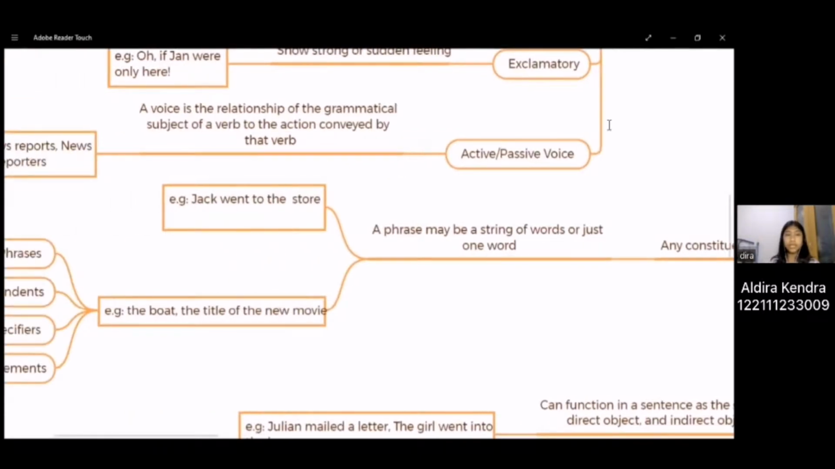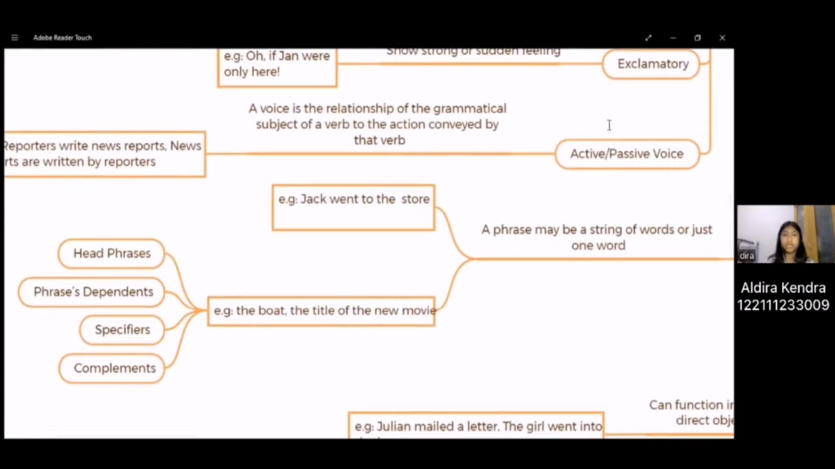For example, in this sentence, there are several phrases. Jack went to the store. Jack is a phrase, and so are went to the store, and the store. It is notable that not only can a phrase be one word or a string of words, but that one phrase also can be embedded within another phrase.